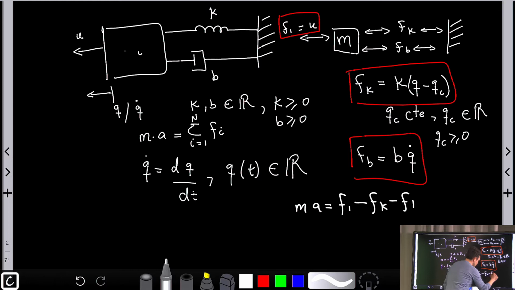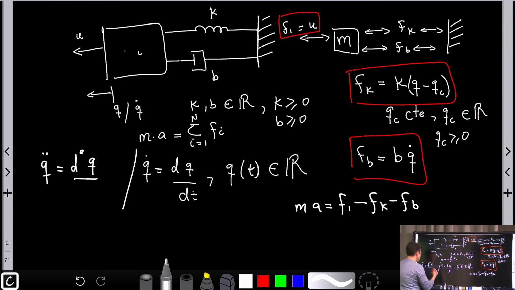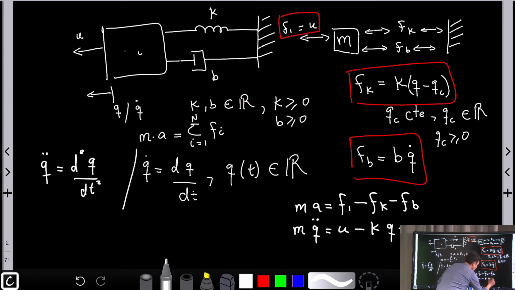Something that I haven't defined yet is the meaning of the acceleration. What is the meaning of the acceleration? That's just the time derivative of the speed, which is the second derivative of the position with respect to time. It means that our mass, which is constant, multiplied by the acceleration in terms of q, is going to be equal to u minus the constant of the spring multiplying the displacement of the mass, minus the constant of the damper multiplying the speed of the mass.